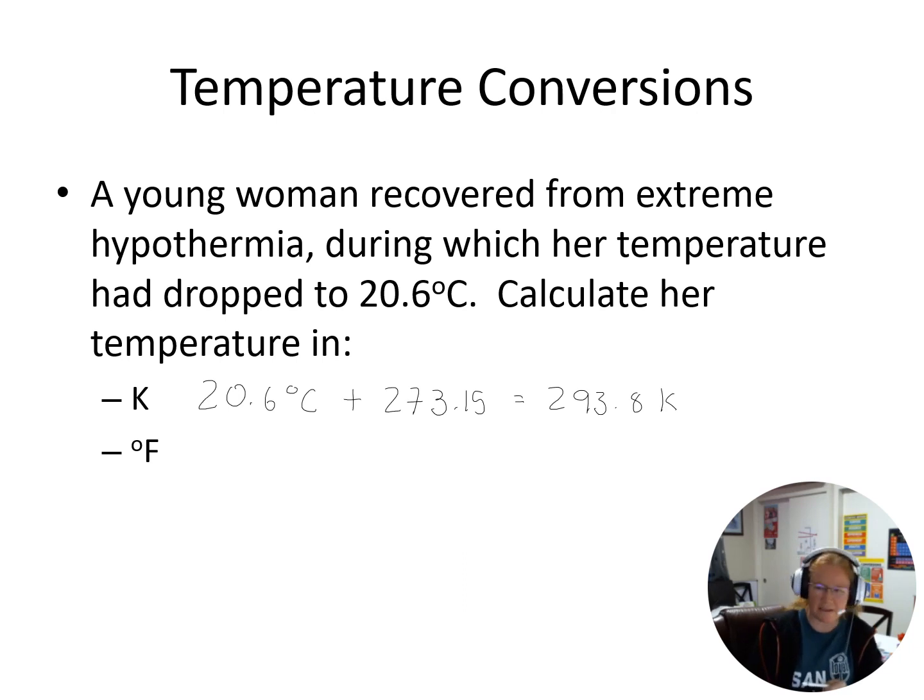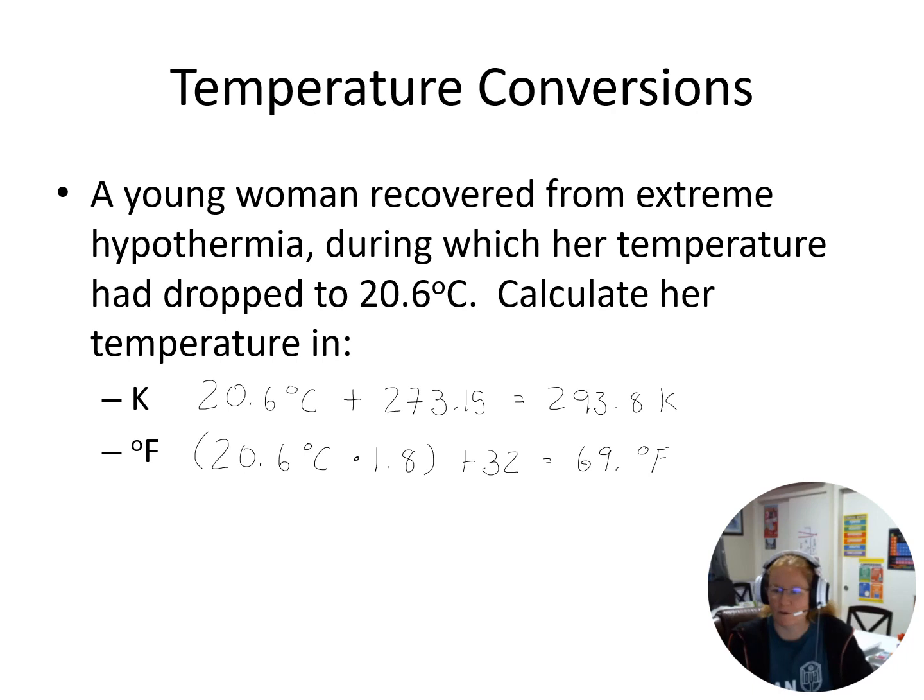Now I want to see Fahrenheit. So for Fahrenheit, first we're going to multiply by the 1.8 and then we're going to add 32. So we're going to take our 20.6 times 1.8 plus 32. We're going to get 69.1 degrees Fahrenheit. Very cold person. Definitely extreme low temperature there.